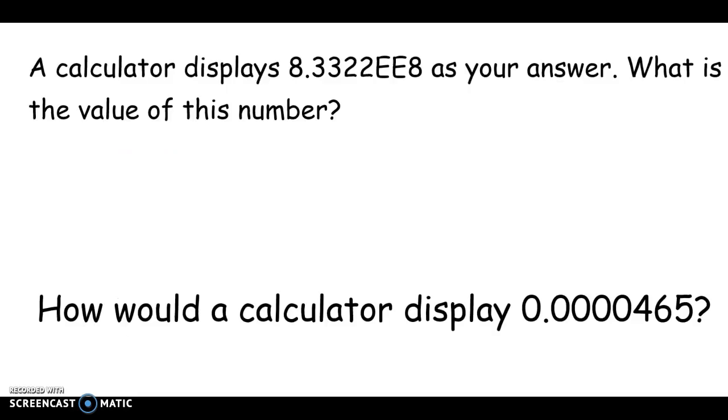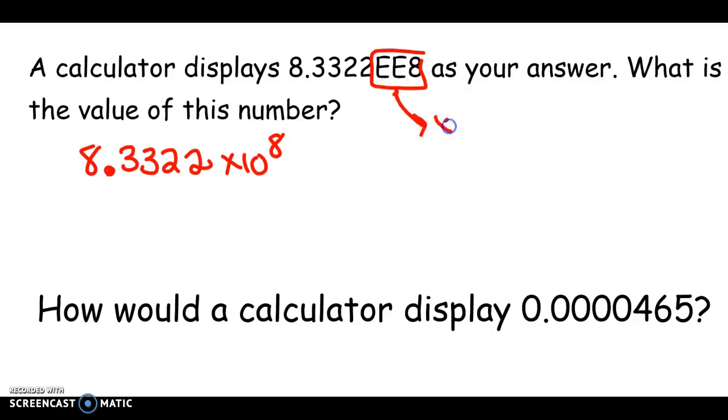All right, another problem you might see is something that looks like this. A calculator displays 8.3322 EE8 as your answer. All this part here is your exponent. So the 8.3322, that's in scientific notation because the decimal point is after the first non-zero digit. And instead of the EE, you're going to put times 10 to the 8th. So just remember that is your times 10.